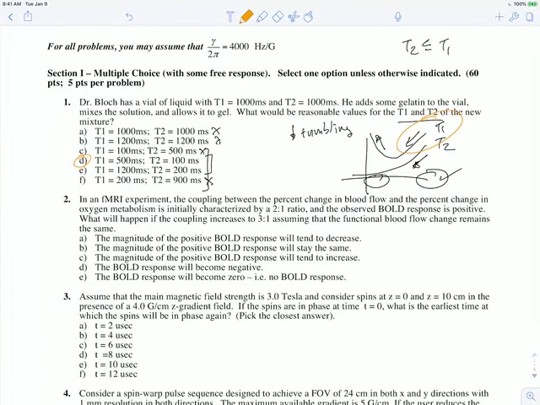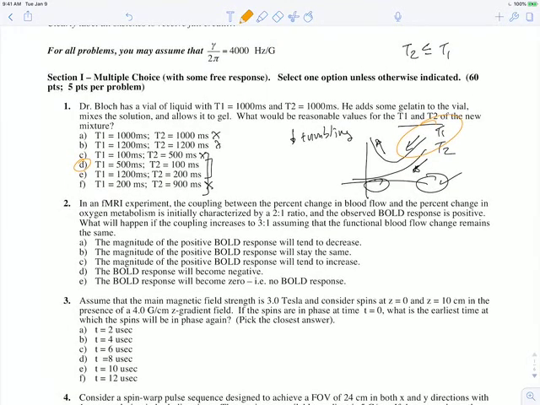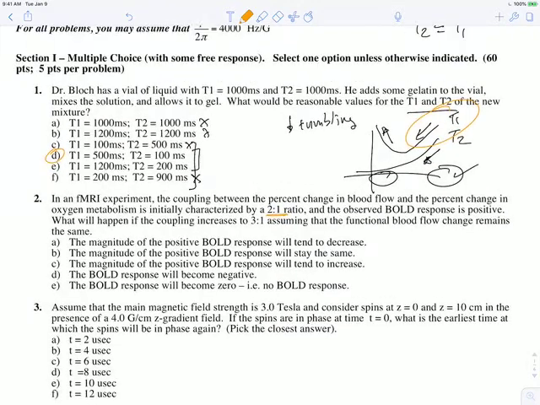Okay, this was the one that was in the lecture that I skipped over, so let's go through it. So we talked about this coupling ratio between blood flow and metabolism of 2 to 1, okay? And now we're saying what happens if that ratio goes to 3 to 1, what's going to happen to the magnitude of the bold response, okay?